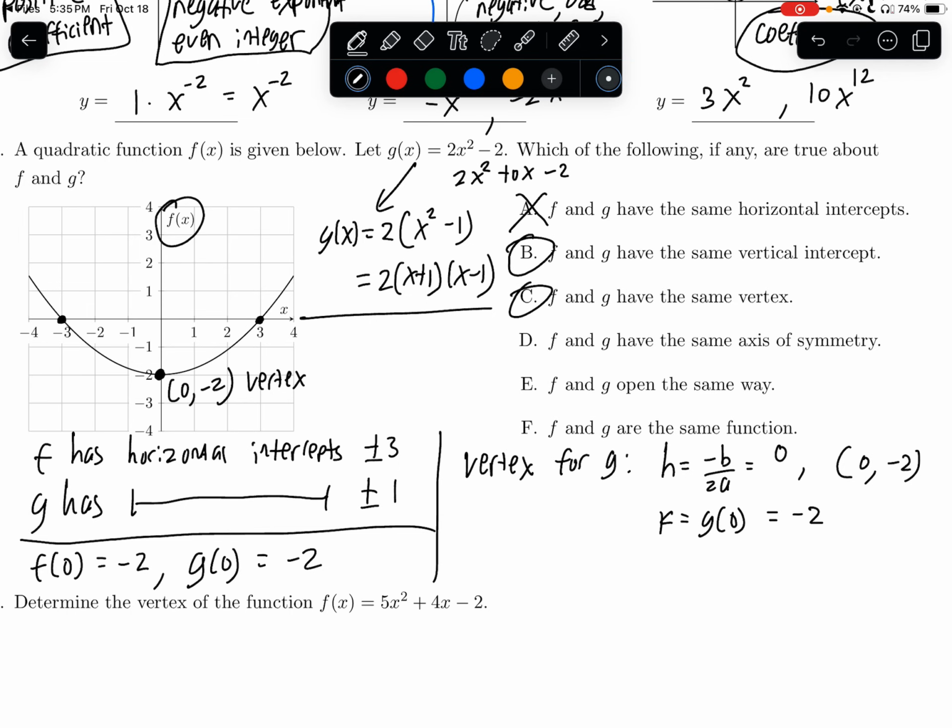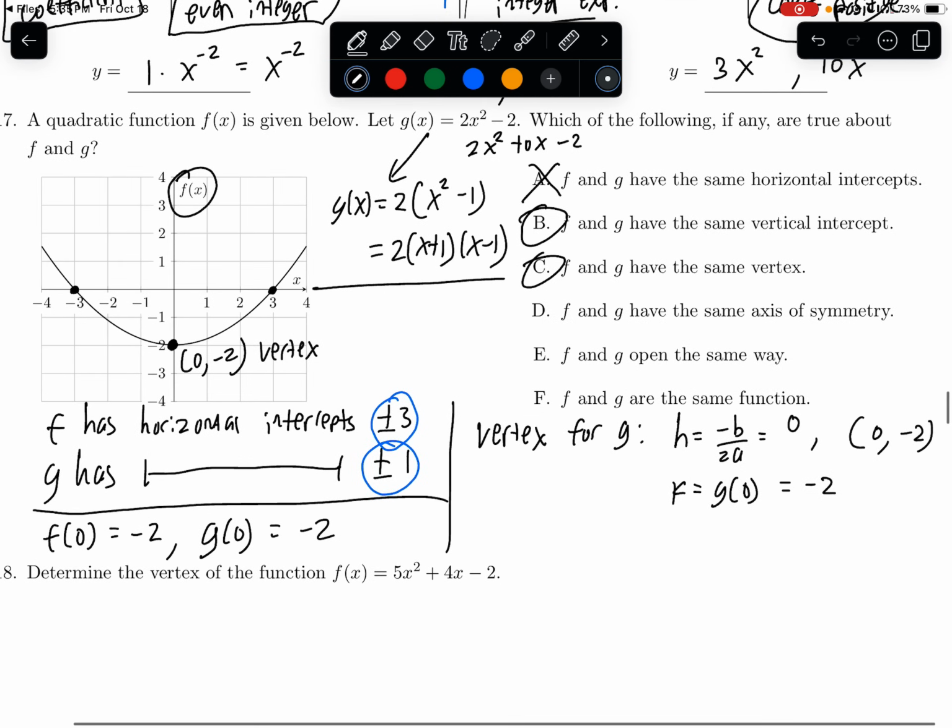So even though they have different horizontal intercepts, even though we said that these are plus or minus 1, plus or minus 3, they still have the same vertex. So you'd have to be a little bit careful about that.